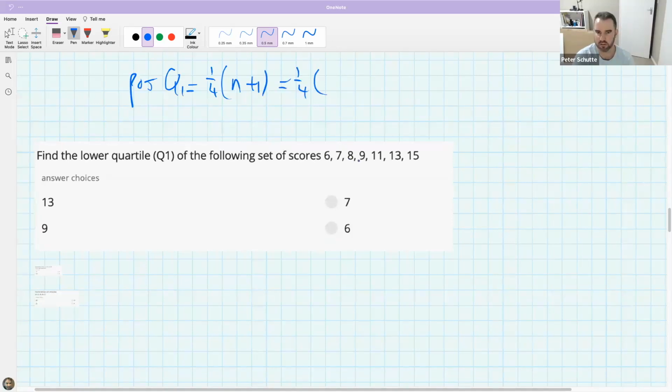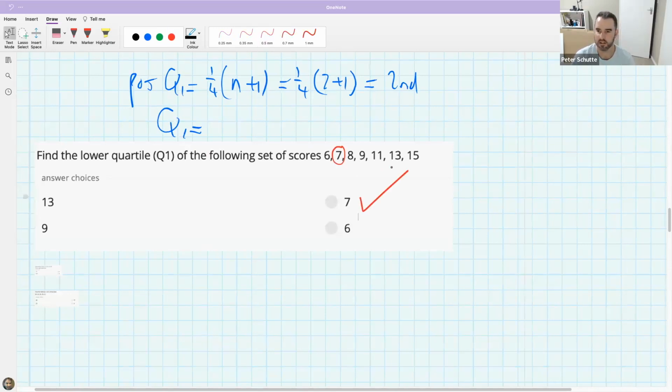Luckily, it's a small data set: 4, 5, 6, 7. So this is 7 plus 1, so this is in the second position. And so what is Q1? Position 2 is going to be 7. And so 7 is the answer. Okay, awesome. And I see in the chat, 7 is a very popular number.